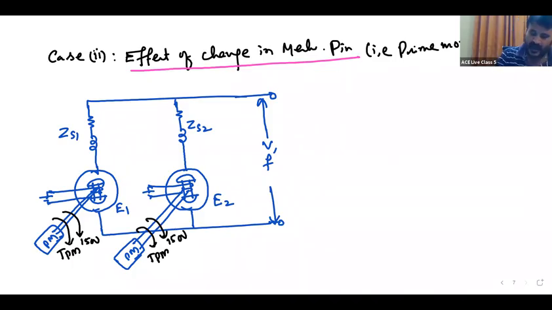Again, take its phasor diagram. See, this is E1. Initially, both are the same. E1 and E2. With respect to the local circuit, there is no synchronizing current.